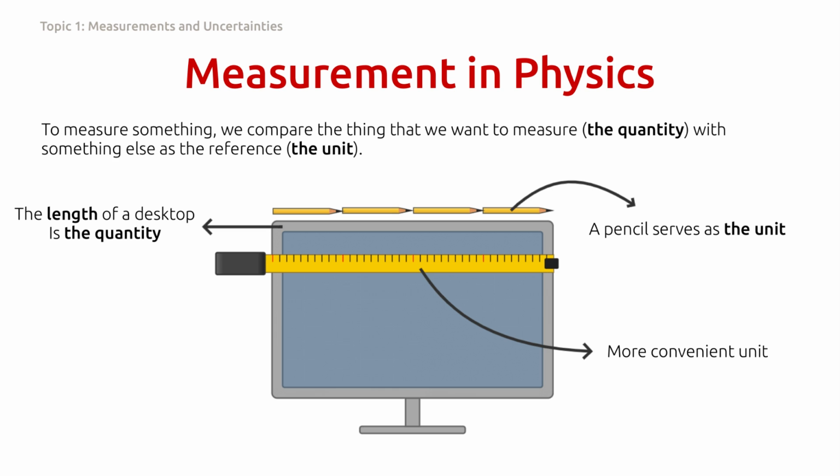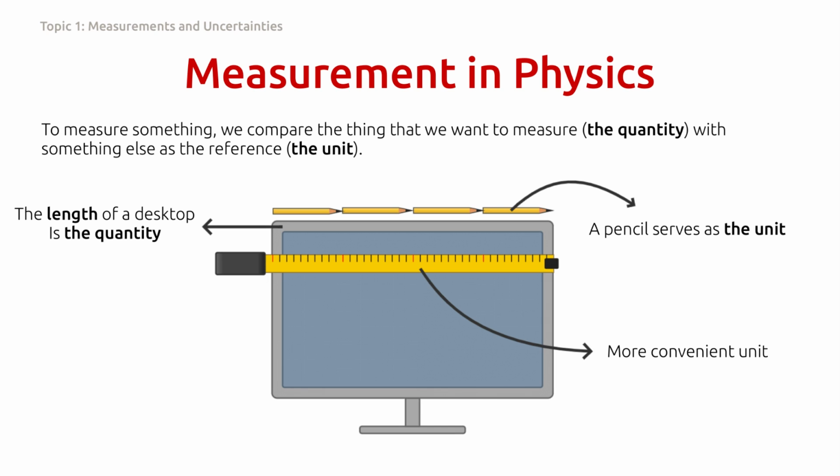In IB physics, we will begin our discussion with measurement and uncertainties. To measure something, we compare the thing that we want to measure, which we call the quantity, with something else as the reference, or the unit. As an example, suppose that we want to measure the dimension or the length of this desktop shown here. In this case, the length of the desktop is the quantity.